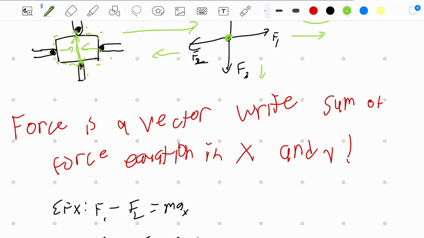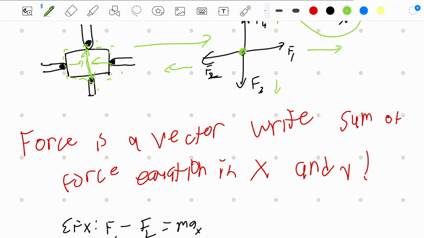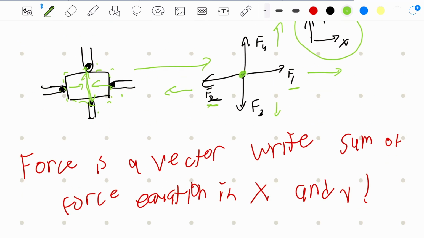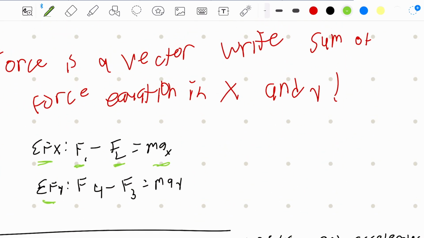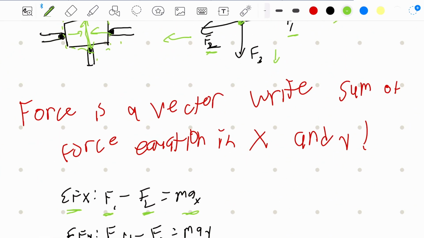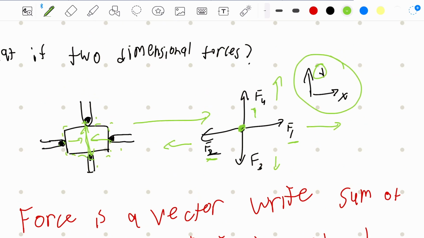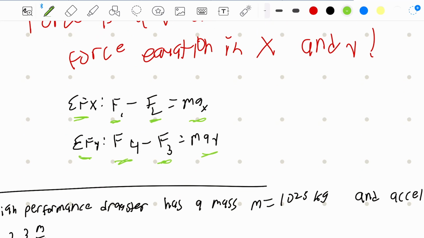So as you see here, force is a vector, so write the sum of forces equation in the x and the y. You see I wrote a sums of forces in the x and sums of forces in the y. We have F1, which is going to the right because it's positive. We said that here, F1. Minus F2, because F2 is going to the left, so therefore it's negative. And that's equal to m times the acceleration in the x direction. And sums of forces in the y, we have F4, which is positive because it's going up in the direction of the positive y. And then F3, which is going down because it's in the direction of the negative, is equal to m a_y.